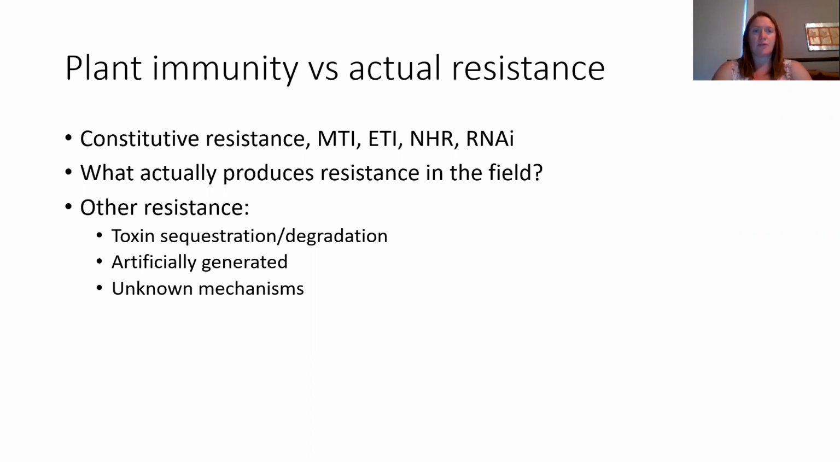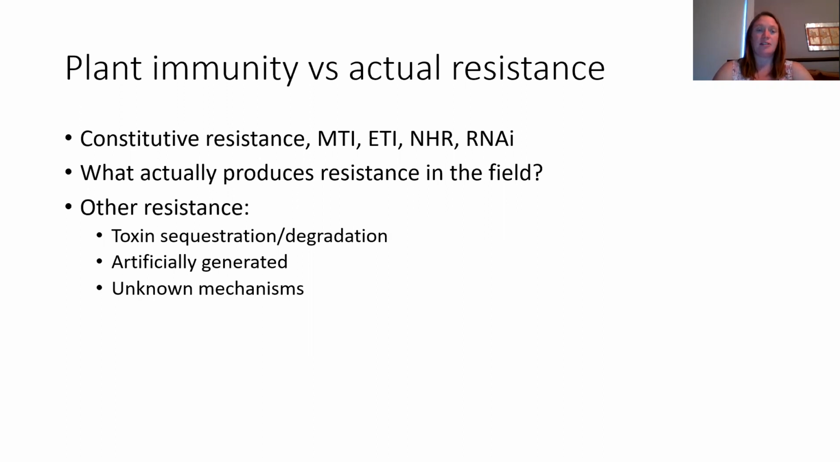So we've learned a lot about the different forms of resistance, constitutive resistance versus inducible resistance, but what actually produces resistance in the field? Well, the answer is a mixture of many different things, but sometimes things beyond what I've actually told you about. For example, a lot of pathogens produce toxins. So toxin sequestration or degradation is actually a major tool that we can use for producing resistance. And then there's also some artificially generated forms of resistance that I'll show you some examples from today. And then there's actually a lot that we just don't know.